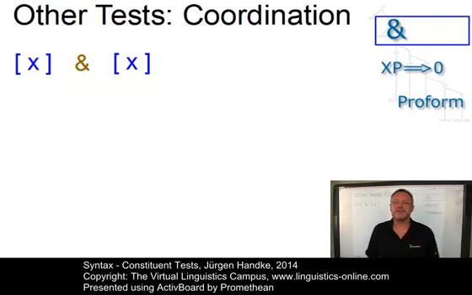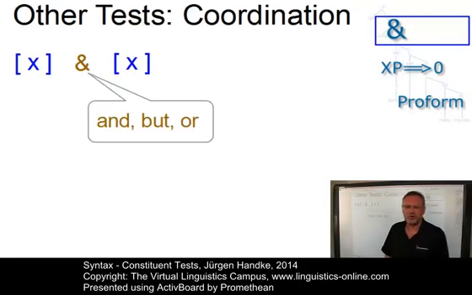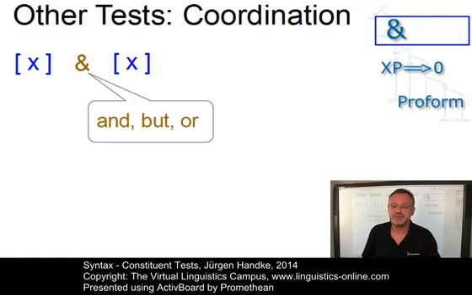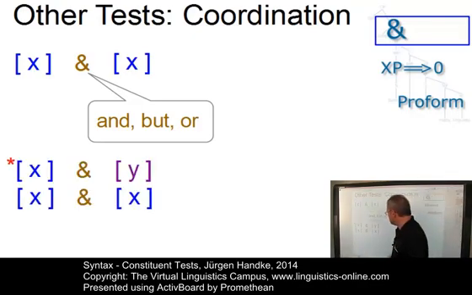Present-day English, like many other languages, has a variety of coordinating conjunctions: and, but, or, well, we could also use things like however and so on. They are used to coordinate, to conjoin, words or phrases. Interestingly, we cannot conjoin any randomly selected elements, but only categories of the same type. So X and Y is impossible, but X and X would be possible.